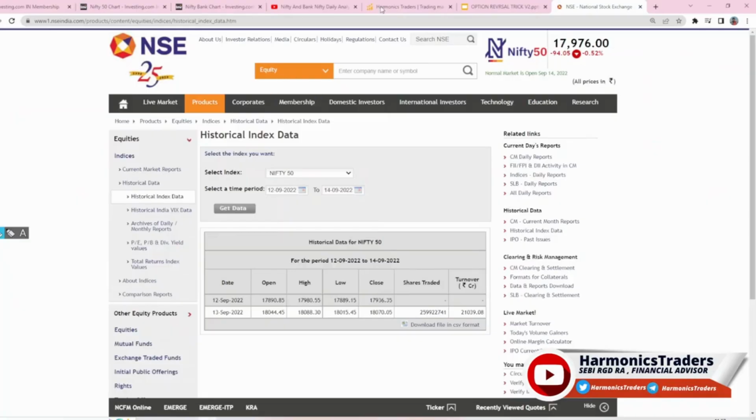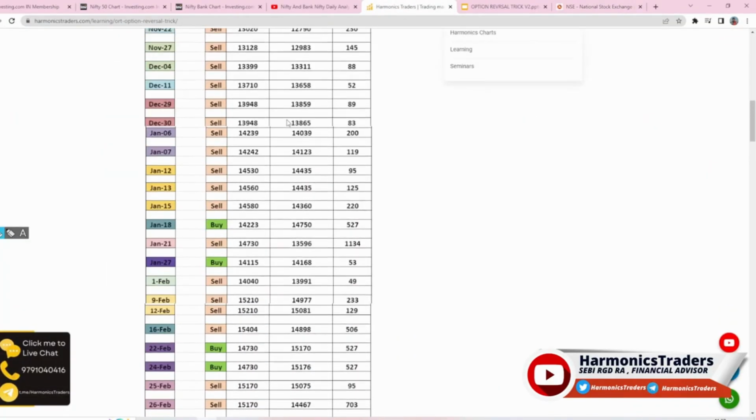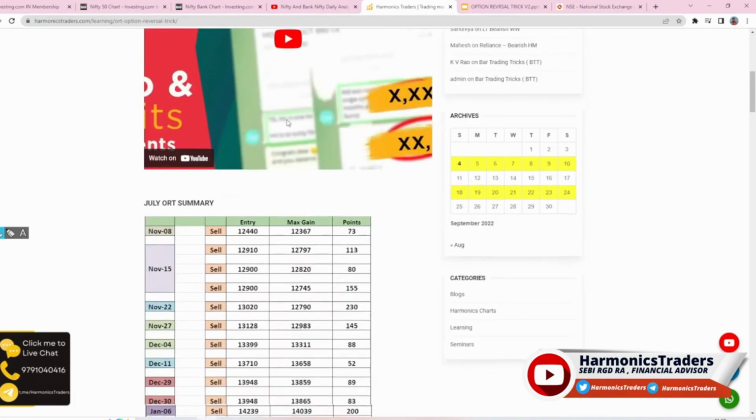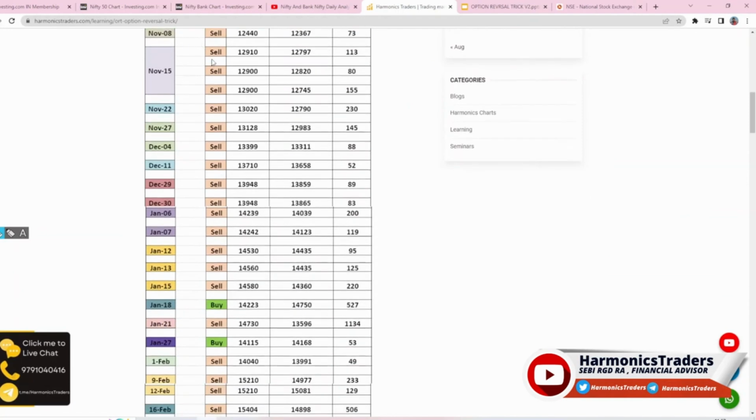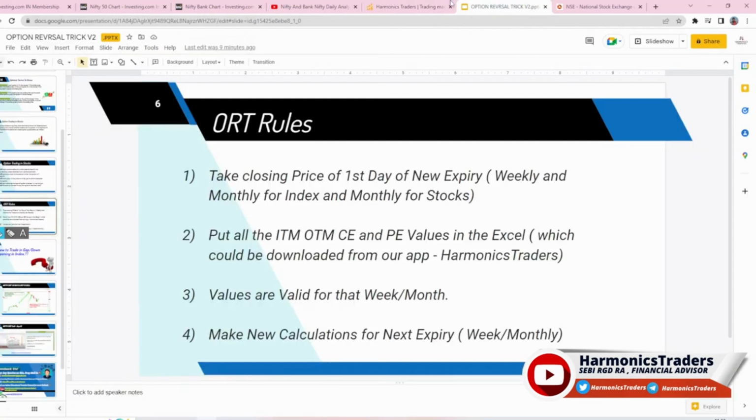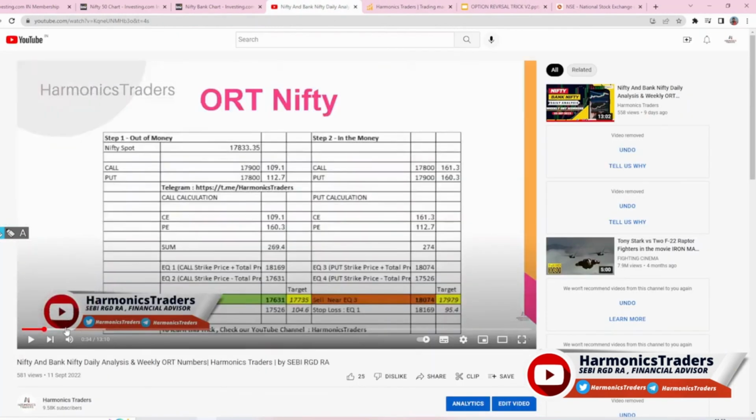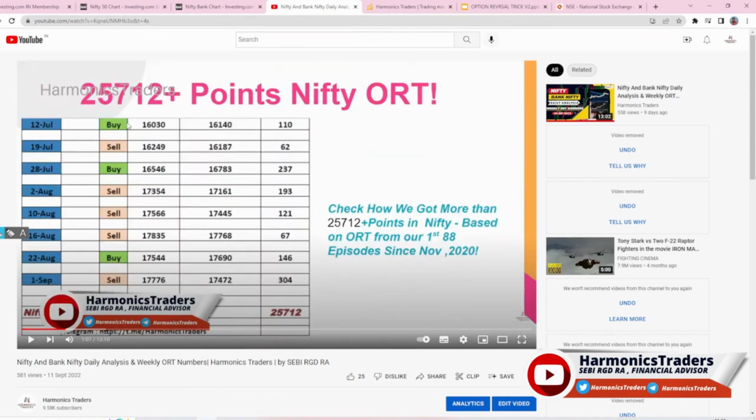And if you think this is an accident, we have already updated the ORT summary. You can find it on our website. Since November 8th, we have shared the summary, including the stop losses as well. Overall, you can find Nifty ORT has completed a 25,700 single lot profit in about one year. So that is the beauty of this no-brainer strategy. We don't need any technical knowledge, or even need to look at the charts. We just need the numbers, and we can determine the weekly or monthly reversals.